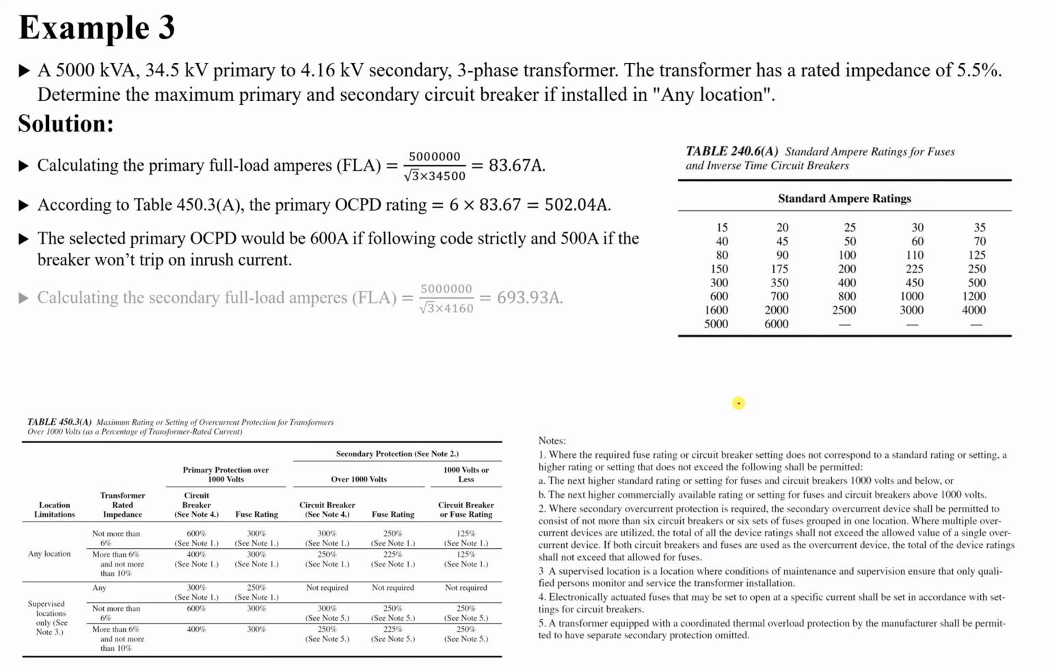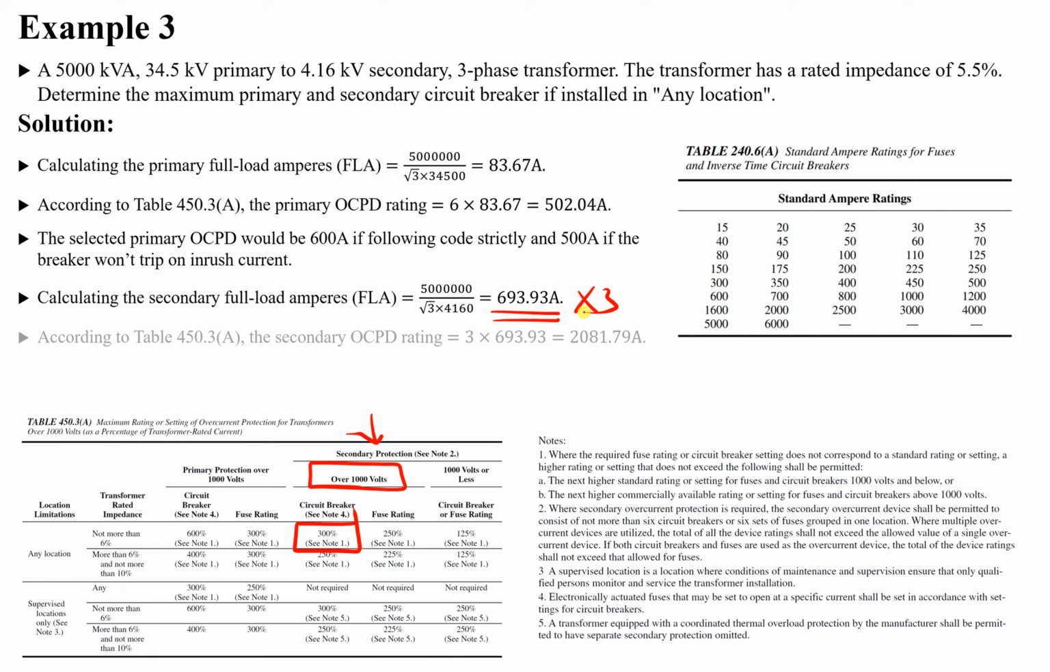Now what about the secondary? Again, rated power divided by root 3 multiplied by the line-to-line voltage gives 693.93 amperes. If I look at this value here, we have 300% for the secondary over 1000, so I multiply this by 3. It will give us 2081.79, which is between 2500 and 2000. Which one should I select?